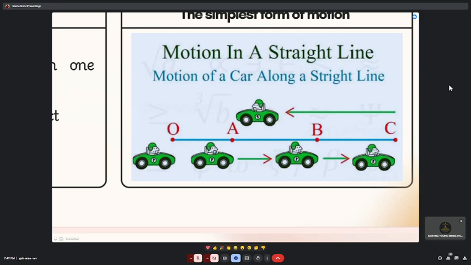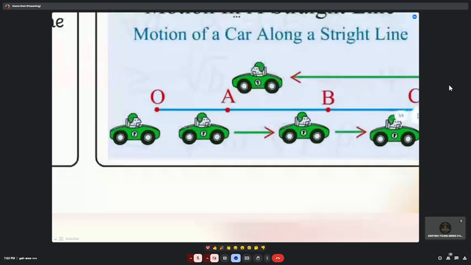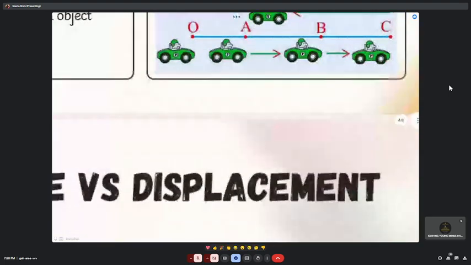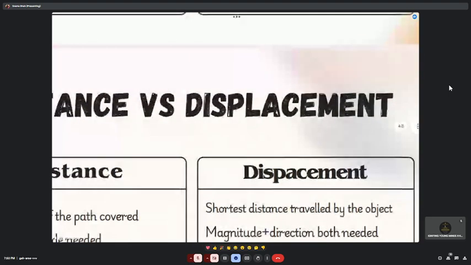When does the displacement become zero? That I have given here as displacement. I think it should be O to O, that is zero as the object returns to its original position. In this example, it is O to A. Displacement is OA. But when will it be zero? It will be zero when the car comes back from A to O again. Getting the point? Yes, ma'am. Okay, so this is distance versus displacement.